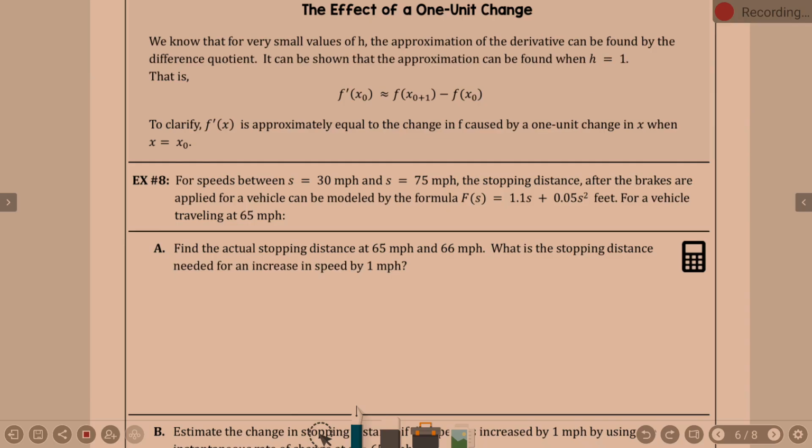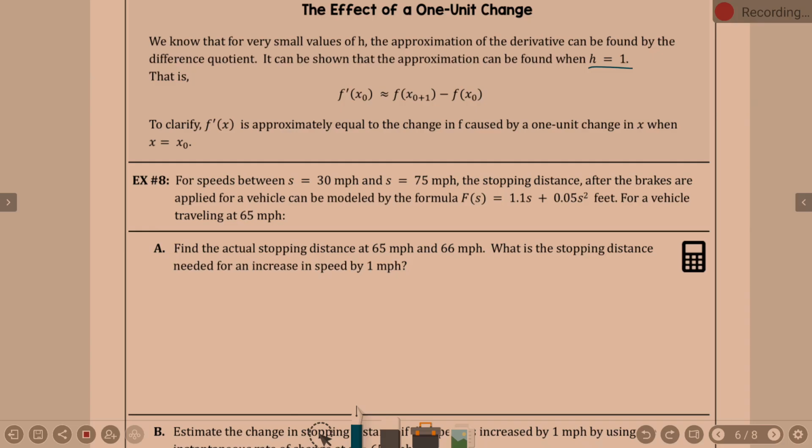Now let's look at example 8. For speeds between s equals 30 miles per hour and s equals 75 miles per hour, the stopping distance after the brakes are applied for a vehicle can be modeled by the formula f of s. For a vehicle traveling at 65 miles per hour, find the actual stopping distance at 65 and 66 miles per hour, and what is the stopping distance needed for an increase in speed of 1 mile per hour.